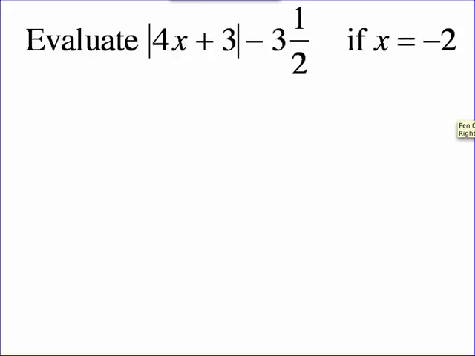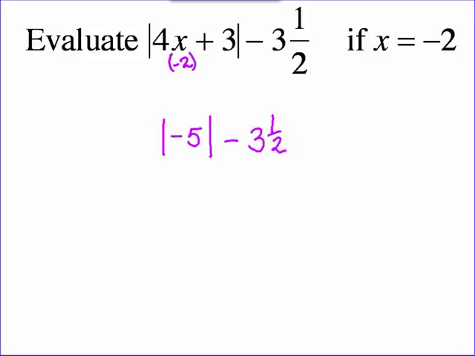This one has a fraction. Okay. Evaluate the absolute value of 4x plus 3 minus 3 and 1/2 if x equals negative 2. So I'm going to plug negative 2 in its place here. So really what do I have the absolute value of? Negative 5. Yep. Absolute value of negative 5 minus 3.5. And the reason why it's negative 5 is because you have negative 8.